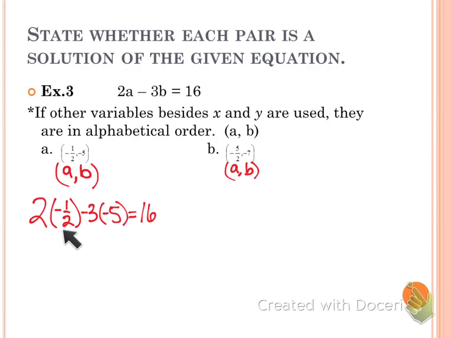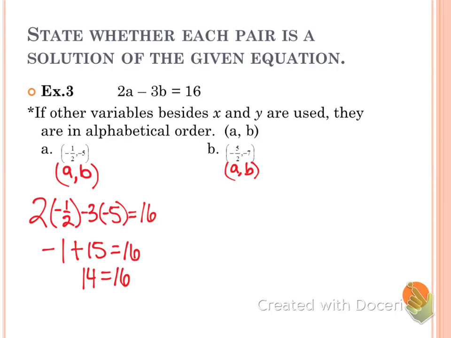All right, 2 times negative 1/2. Positive or negative? Negative. A positive times a negative comes out to be negative. Negative 1. A negative 3 times a negative 5 is a positive 15. Negative 1 plus 15. 14. Very good. Watch your signs so you know what you're doing.